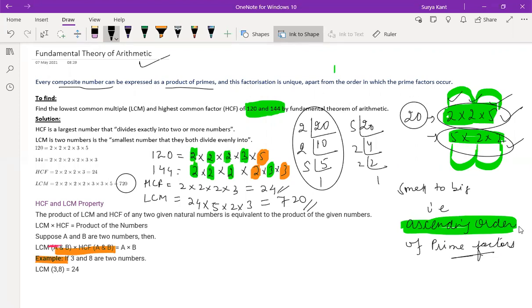Try to find the HCF and LCM of this one: 150, 200 and 250. All of you find and tell me what is the HCF of these three numbers. 150, 200 and 250. Who will tell the first answer? What is the LCM and HCF?